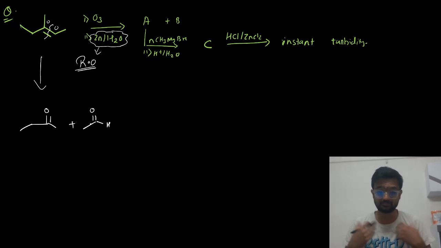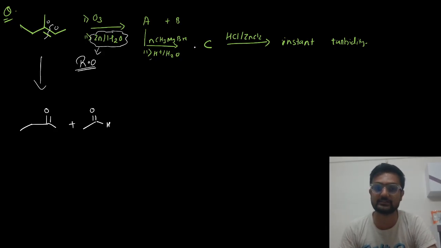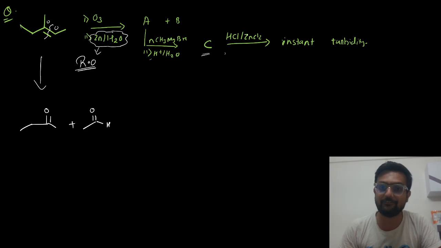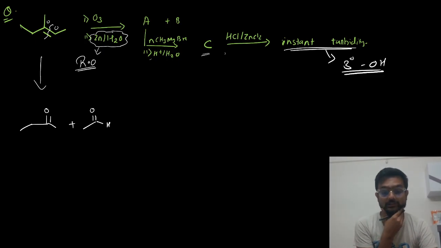Now, I don't know which one is A and which one is B. How to identify which one is A and which one is B? With the help of the next type of reaction. Look, out of these two, I have to do the reaction on any one. After doing the reaction with Grignard's reagent, I'll be getting something called C. After that, if I add Lucas reagent and get instant turbidity, it means C is my tertiary alcohol. This should be my 3 degree alcohol. Tell me, is it clear?